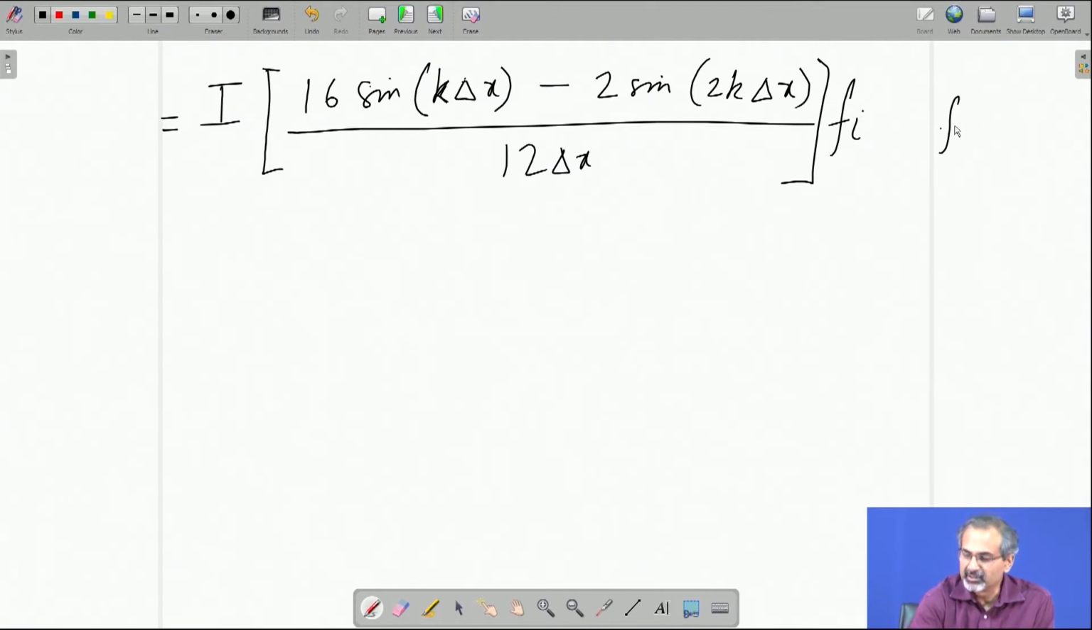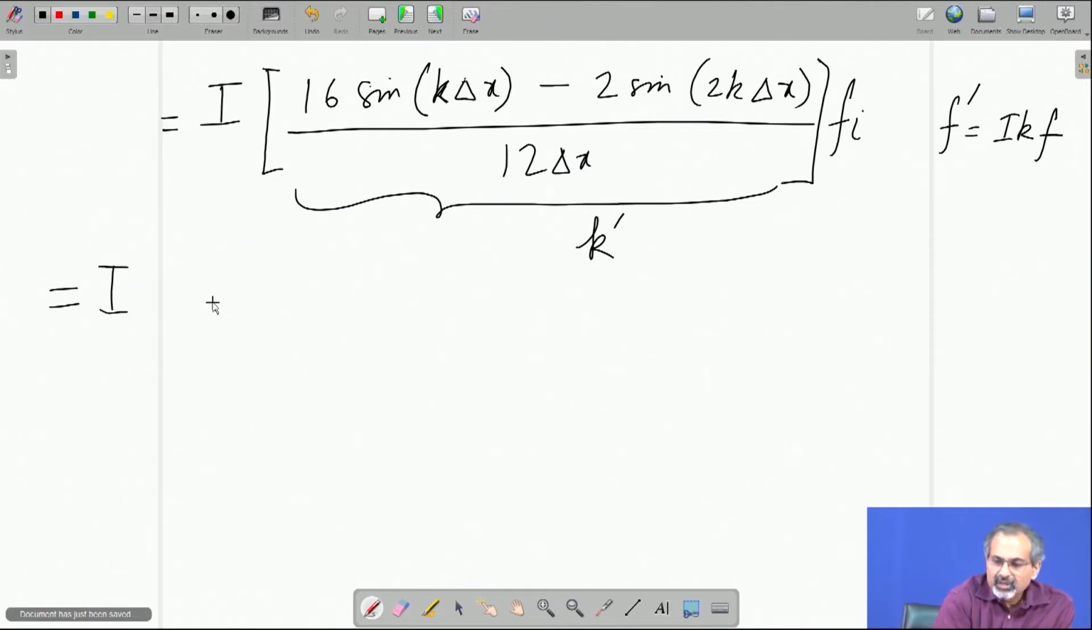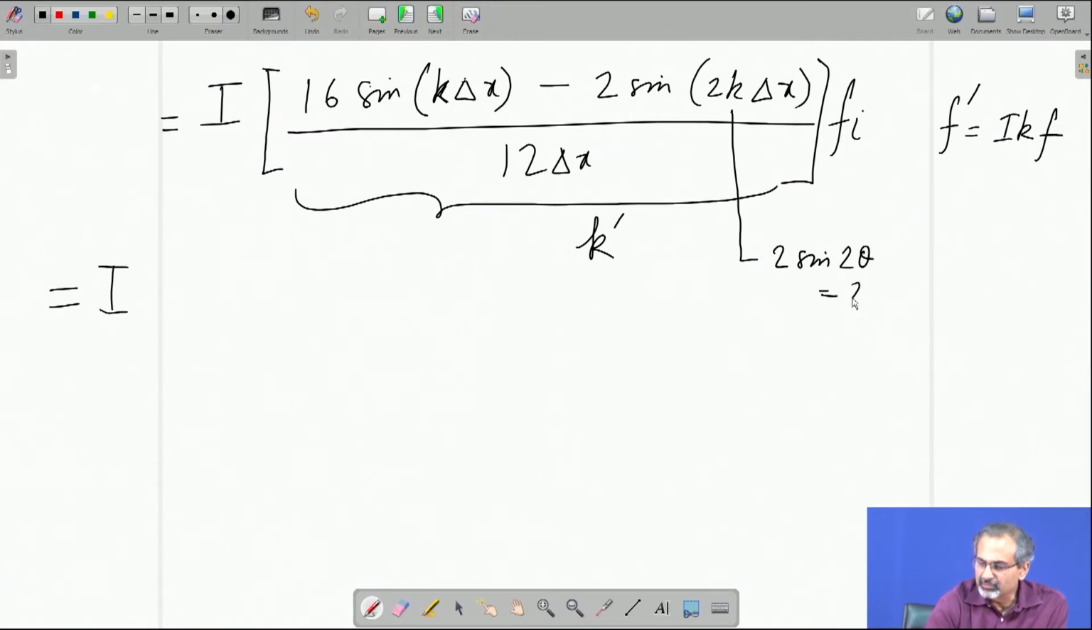analytical form. So, you remember that f dash was equal to I k f. So, you can very well imagine that whatever comes out from here will actually become the k dash for us for the CD4 scheme. So, we continue in that direction. So, we can expand this term for example. So, this is like 2 sin 2 theta. So, that will give you 2 into 2 sin theta cos theta.